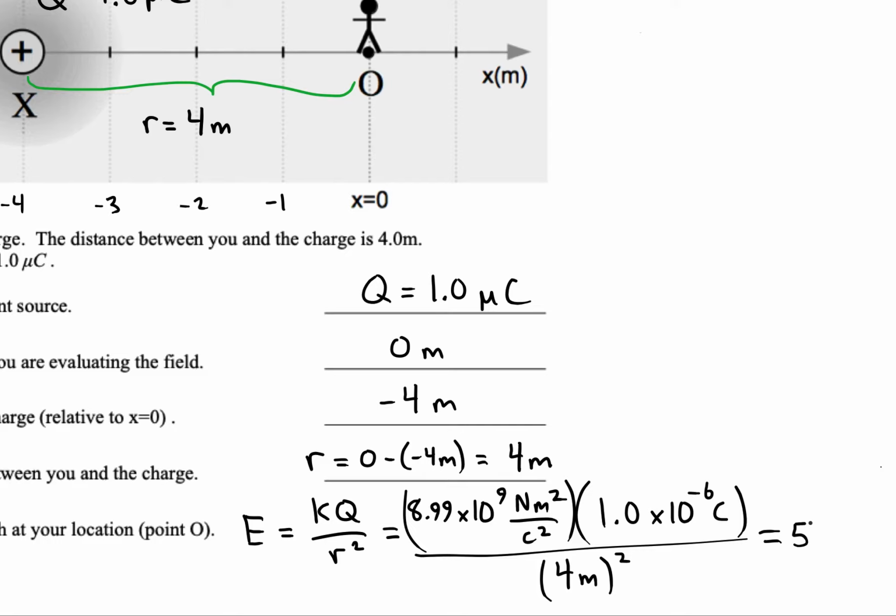I get approximately 560. Notice that our meters squared here will cancel, and one of the coulombs above will cancel with one of the coulombs below. That's going to leave us with the units of newtons per coulomb. Gravitational field strength would have been newtons per kilogram. This is the electric field strength, though, and it has units of newtons per coulomb. It tells you how many newtons a 1 coulomb charge would feel if there was a 1 coulomb charge at that point.